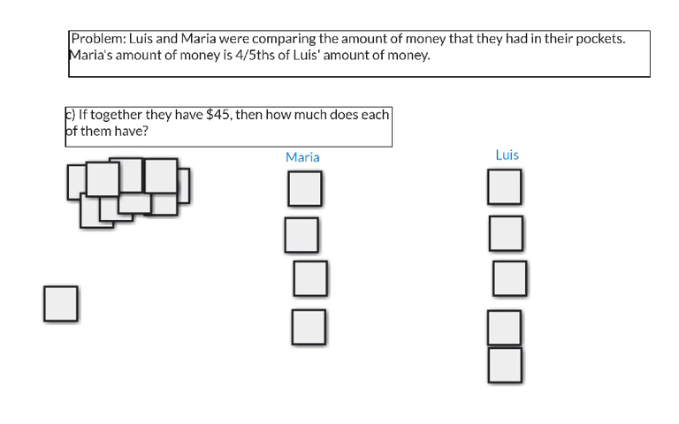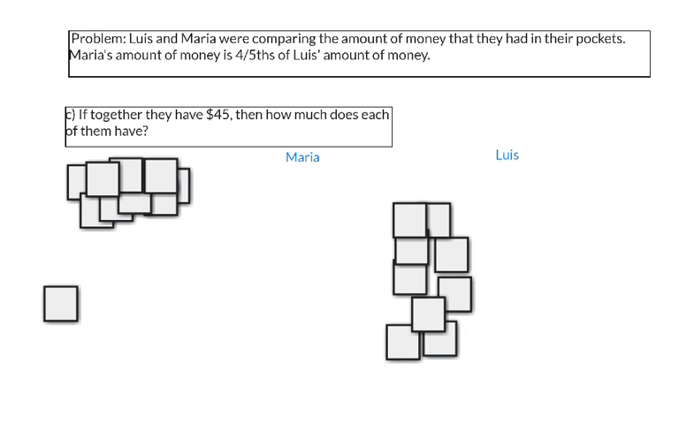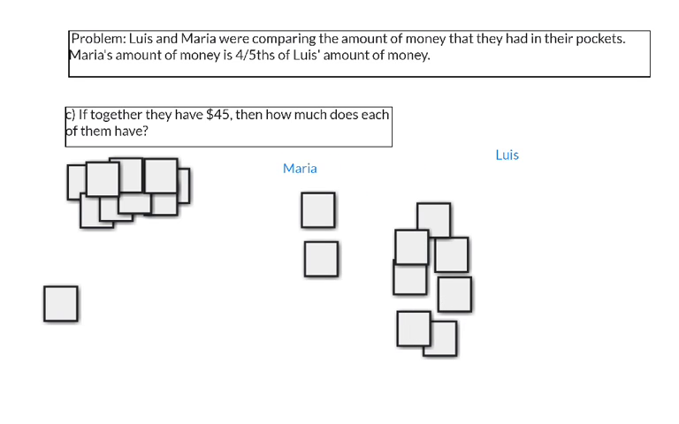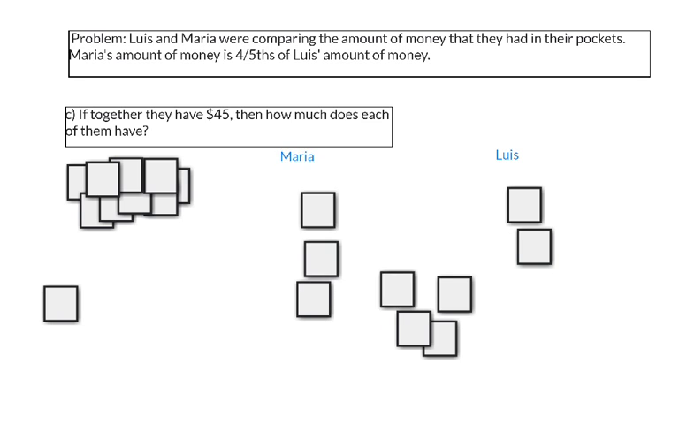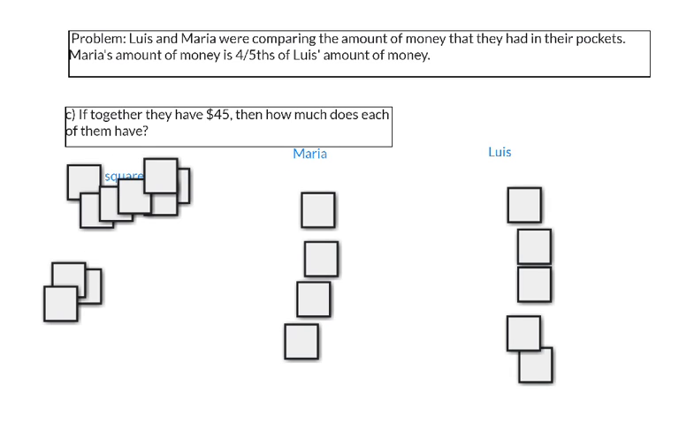So what we have to do at this point is look at how many total parts there are. At this point, it doesn't matter whose they are. We'll just have to count all these parts out. So we go 1, 2, 3, 4, 5, 6, 7, 8, 9. There are 9 total parts. So if you have $45 and there are 9 equal units within that $45, we know that's 45 divided by 9. That would make each one of these individual units worth $5.